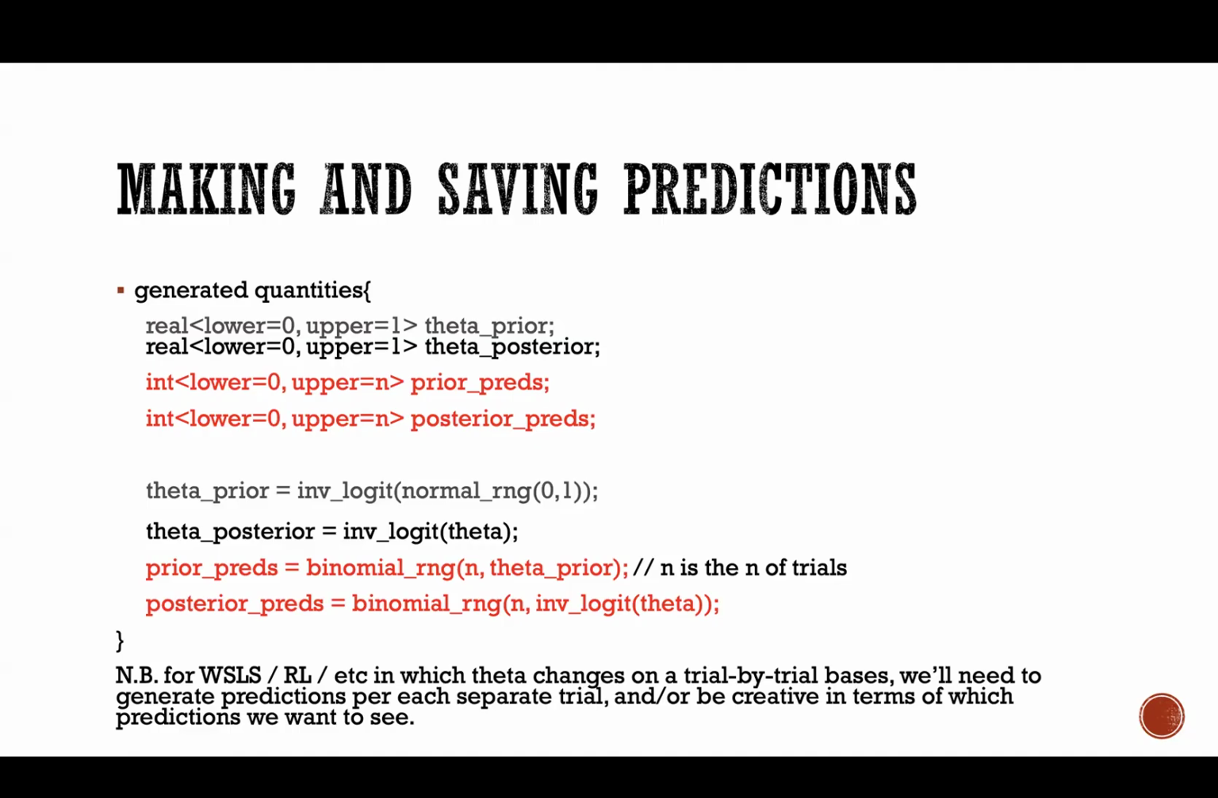And I made a note here, so you remember when you check the slides, that for other models in which theta changes on a trial-by-trial basis, we'll need to generate predictions for each separate trial and/or be creative in terms of how we summarize it.